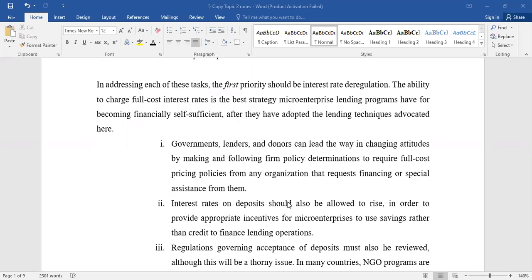So the ability to charge a full-cost interest rate will be the best strategy for any microenterprise that needs to start lending or become financially self-sufficient. Now, of course, this will be after getting all the clearance. You know, in Kenya, if you want to attract people, the easiest way is to clear what we call the entry barriers. This is what made Equity one of the biggest banks in Kenya.